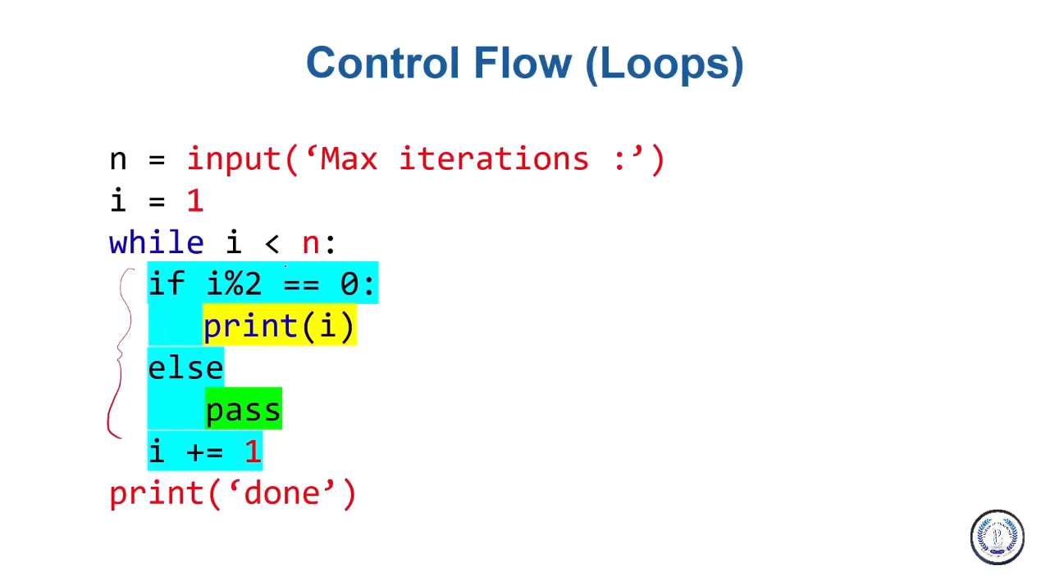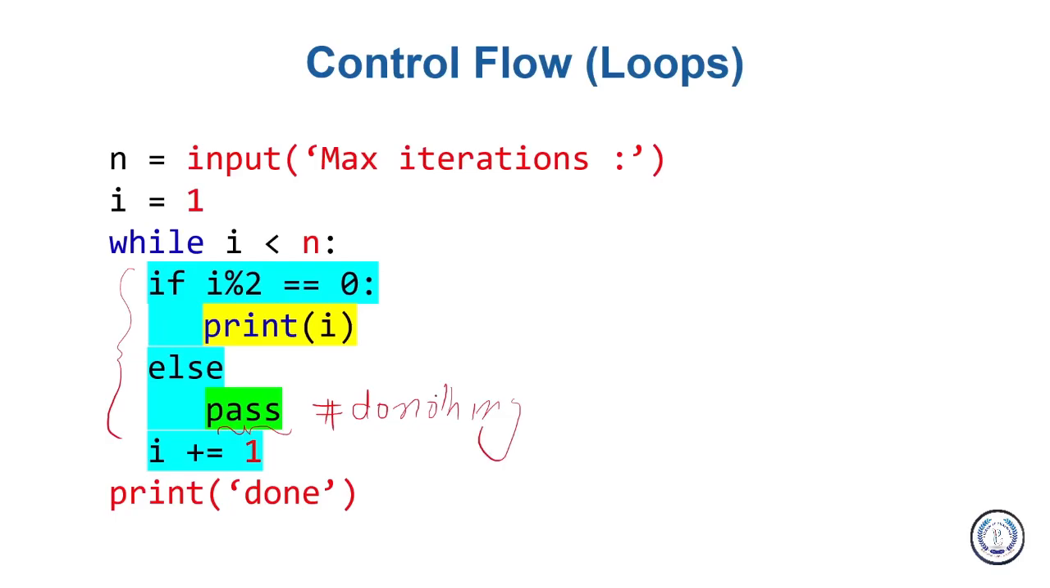For example, in this particular case, I'm going to print I whenever I is an even number. So I is some number. If it is even, then print it, else pass. This pass statement is just a statement of saying do nothing. It is just a shortcut of writing do nothing.